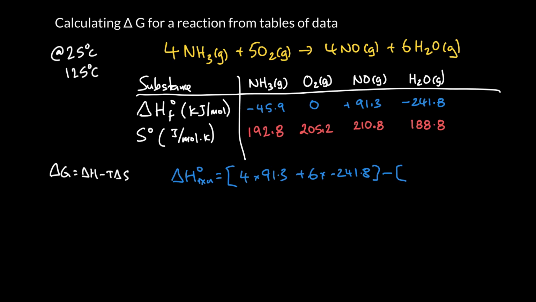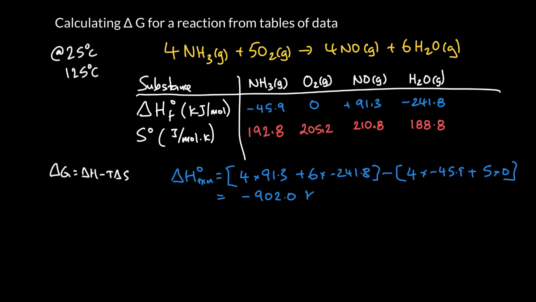Minus my reactants, I've got 4 ammonia, so I've got 4 times minus 45.9. Again, watch for the double negatives. And I've got 5 oxygens. And notice that heats of formation of elements are always 0, because it doesn't cost any energy to make a stable form of an element from the stable form of an element. And if I do all of that, I get minus 902.0.